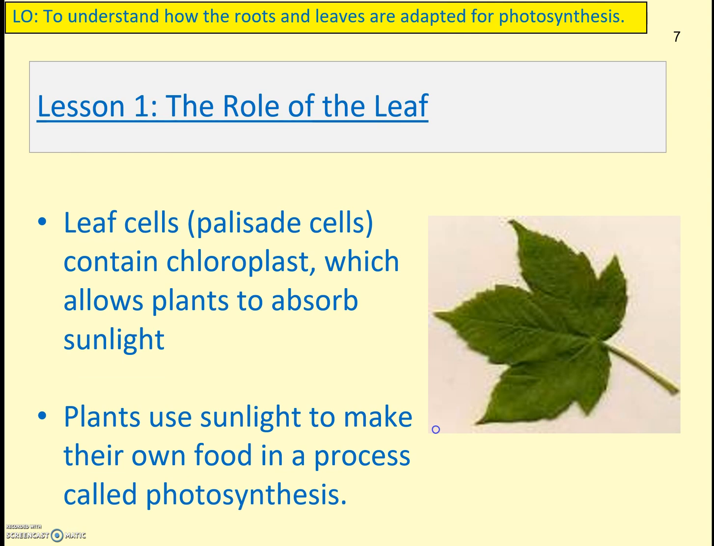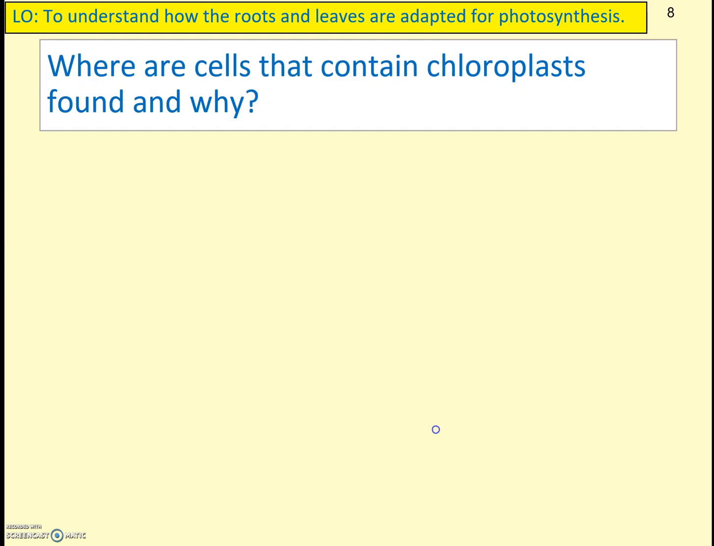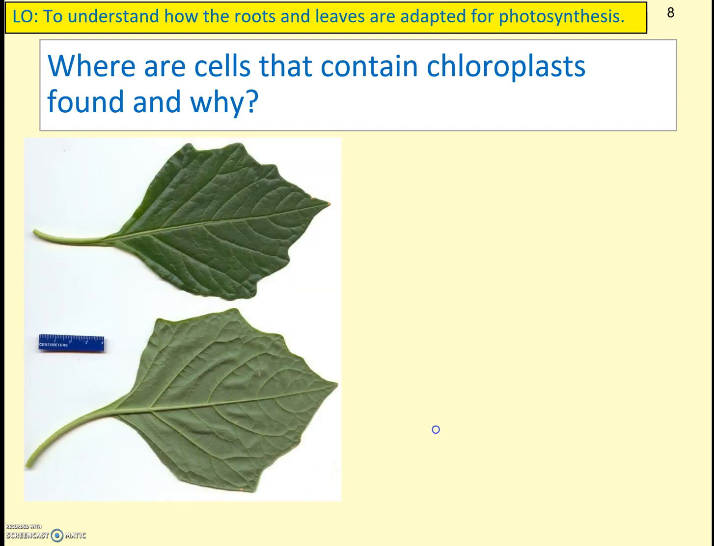Now, we're going to be looking at the role of the leaf. So, what is the role of the leaf? Leaf cells or palisade cells contain chloroplasts, which allow plants to absorb sunlight. Plants use sunlight to make their own food in a process called photosynthesis. Where are cells that contain chloroplasts found and why?